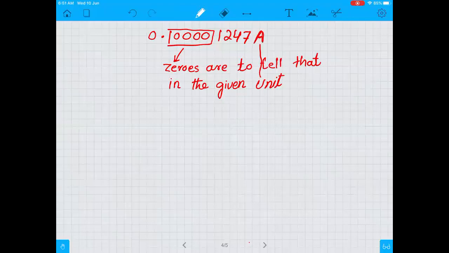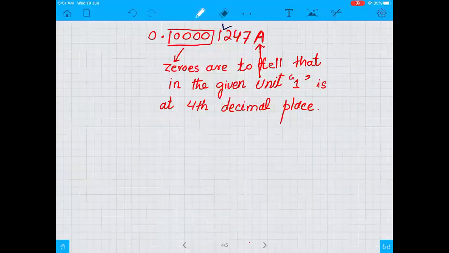So the given unit is amperes. So these zeros are there. These zeros before a number tell us that in the given unit, the first non-zero digit, that is one, is at the fifth decimal place. So in the unit of ampere, the first one is at the fifth decimal, and the four zeros are there to tell that one is at the fifth decimal in the units of ampere. That's why these zeros are not significant.